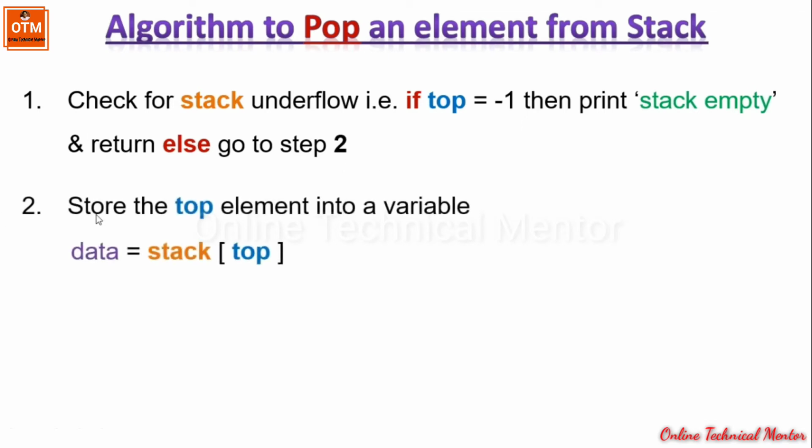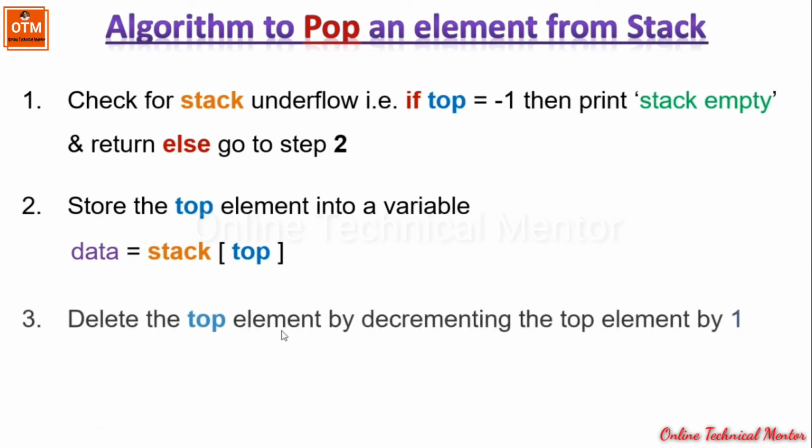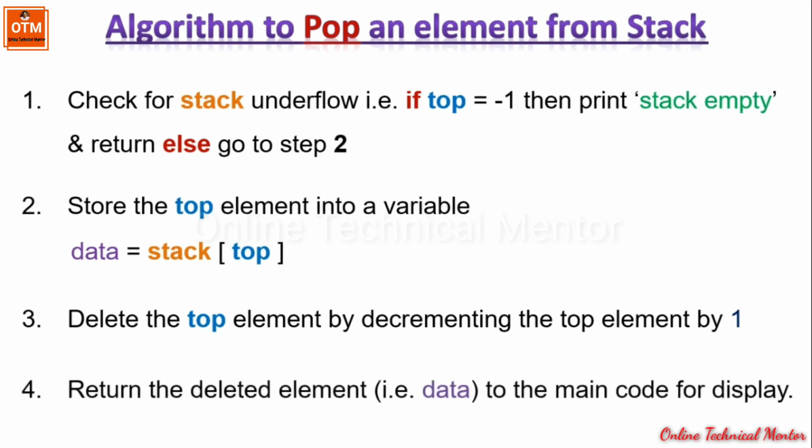Within step 2, store the top element into a variable, data equal to stack top. That means we are keeping a backup of the top element within the data variable. This step is optional. Next, after backing up the top element, we need to delete the top element by decrementing top by 1. When the top pointer is decremented by 1, the previous element is assumed to be deleted. Now next, return the deleted element, which is backed up within the data variable, to the main code for display.